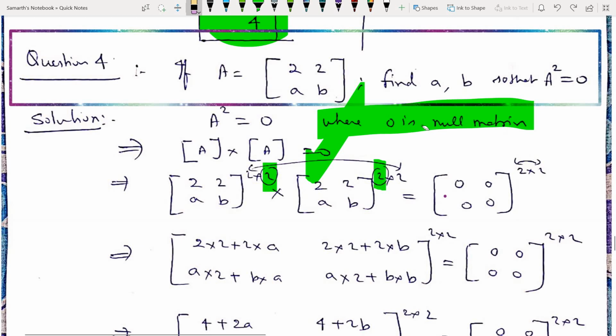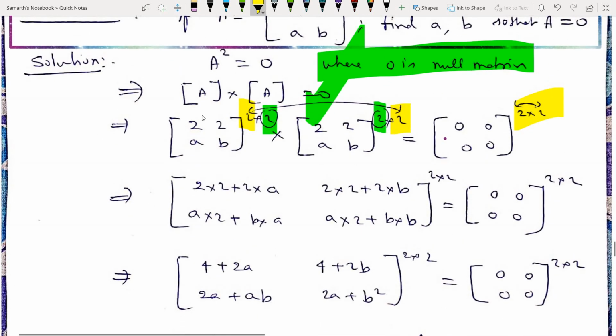And the resulting matrix will be of order 2 by 2. Okay. So, what is the resulting matrix? A null matrix. So I have written a null matrix of order 2 by 2 in which all the elements are 0. Then I have multiplied the first row by first column, that is 2, 2 and 2a.